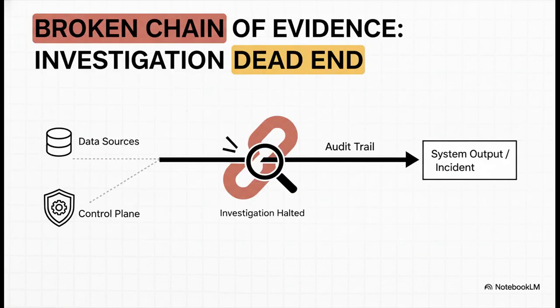And in either of those cases, you've hit a brick wall. The investigation just stops cold. You can't explain what happened, which means you can't defend the AI's output. And if you can't do that, you can't trust the system. It's an instant failure. In the real world, that could mean you're unable to prove a medical device made the right call or a financial system followed the law.